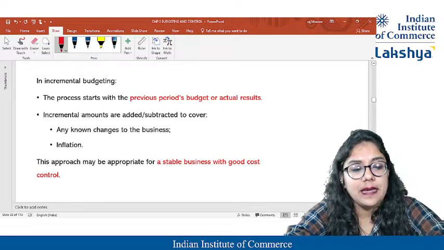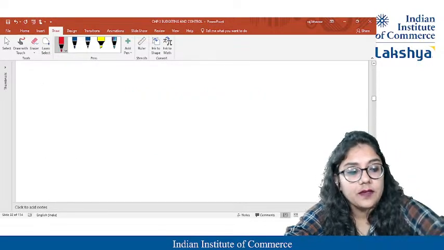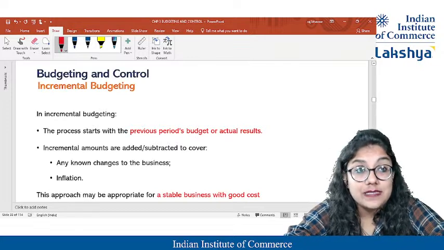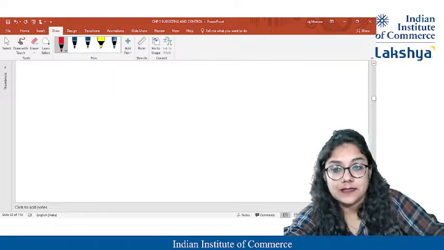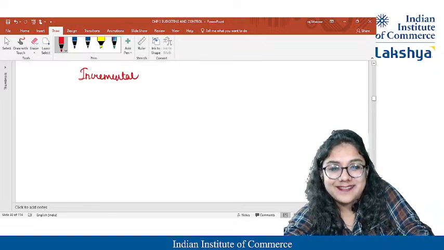Now, over here, students, we have a third topic which is known as incremental budgeting. What's the meaning of incremental budgeting?